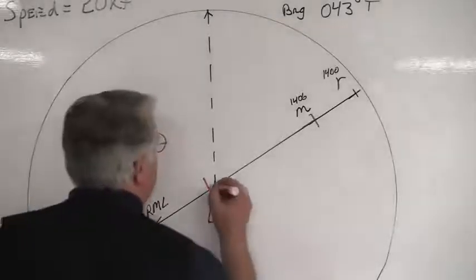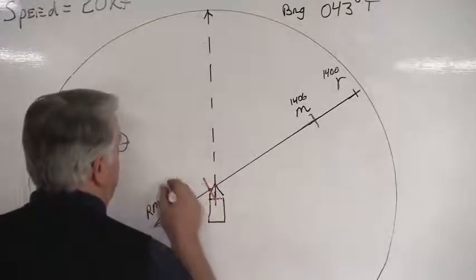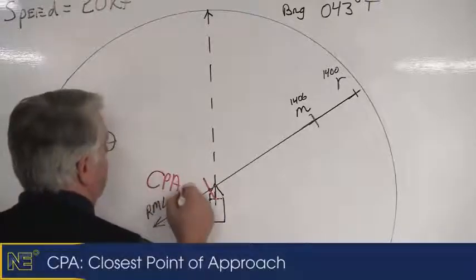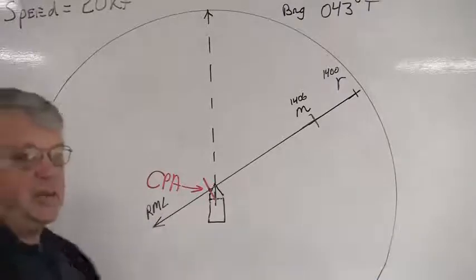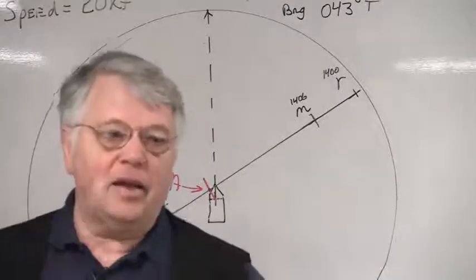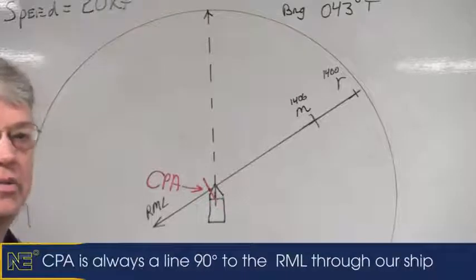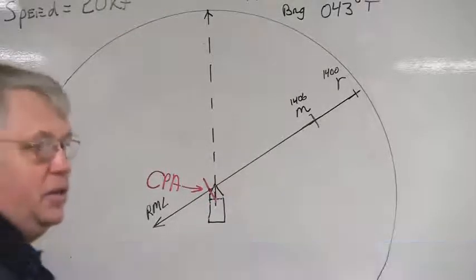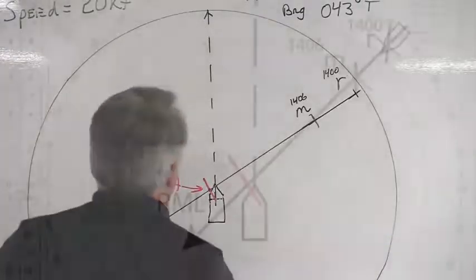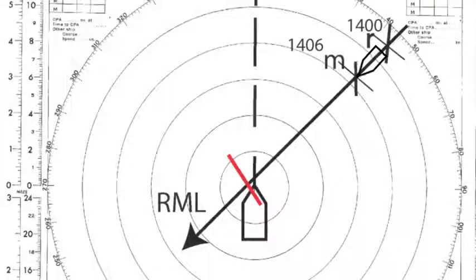Where those 2 lines intersect is what we call the CPA. Okay, this is the closest point of approach. CPA is always a line 90 degrees to the relative motion line through our ship in the center of the plotting sheet. Okay? And that's where we establish. So what we're seeing here is that this guy's going to come down the track line and he's going to be the closest he'll ever get to us off the port bow. Okay?